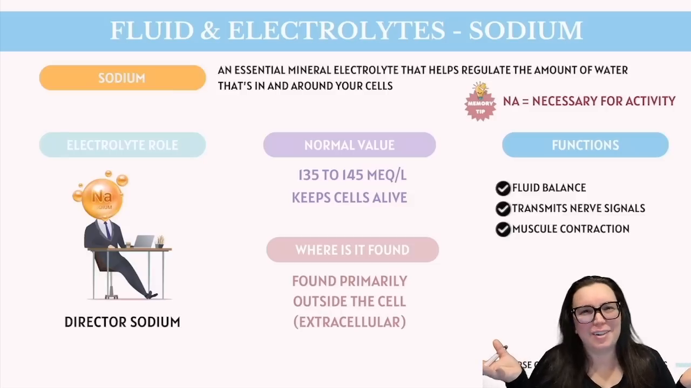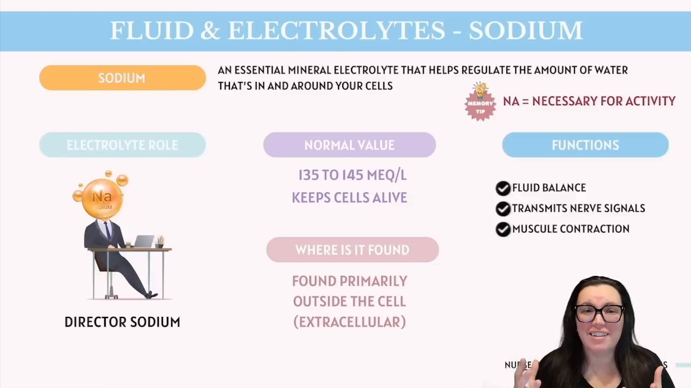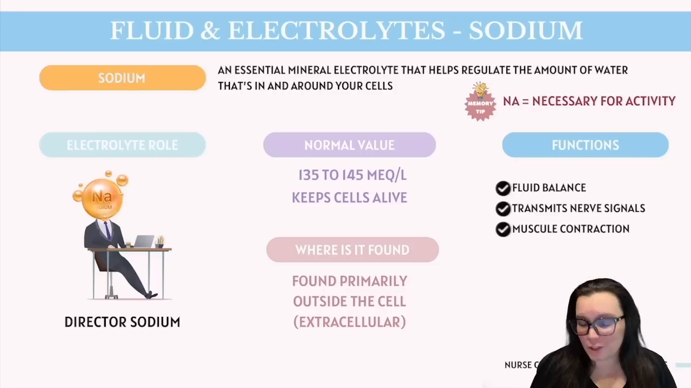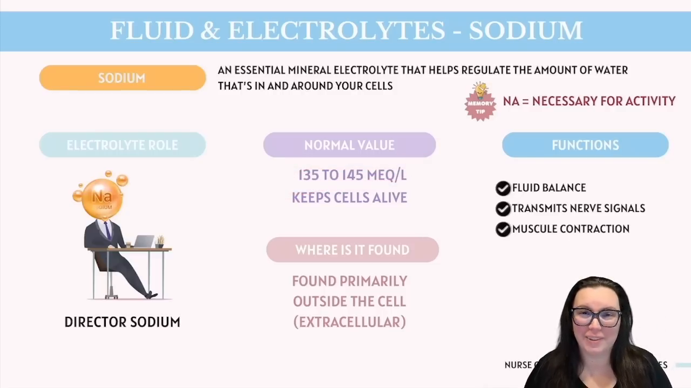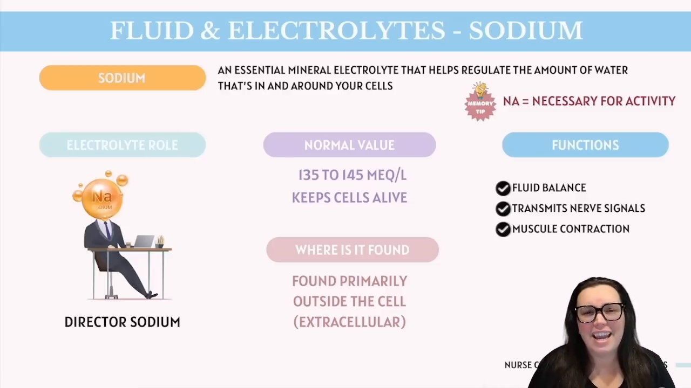So what's considered normal? Sodium levels found inside our blood should typically be between 135 to 145 milliequivalents per liter. These levels can be influenced by several factors like what we eat, how much we drink, and even changes in our hormone levels. Another cool memory trick to remember the normal levels is I like to think of 135 to 145 keeps cells alive. It's really an easy way to remember the normal sodium range.